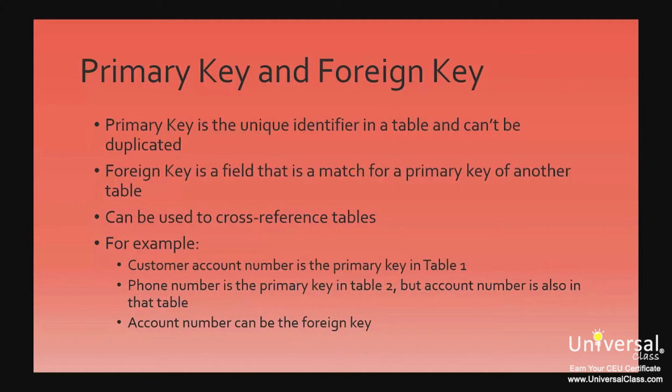A foreign key is a field in a relational table that is a match for a primary key of another table. It can be used to cross-reference tables. For example, perhaps a customer's account number is used as the primary key in Table 1. Perhaps their phone number is used as the primary key in Table 2, but their account number is also used in that table. That is the foreign key. As you create tables within a database in Access, each table must have a primary key. Foreign keys are only used when linking to other tables, which we'll discuss later in this course.